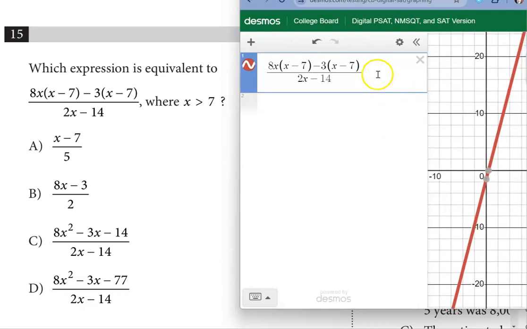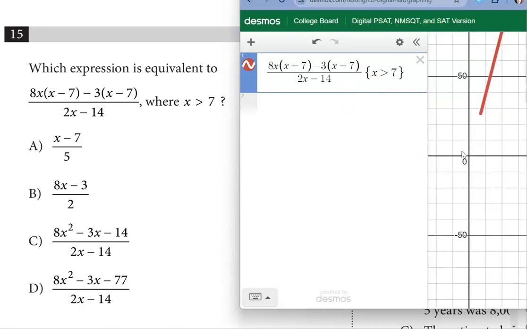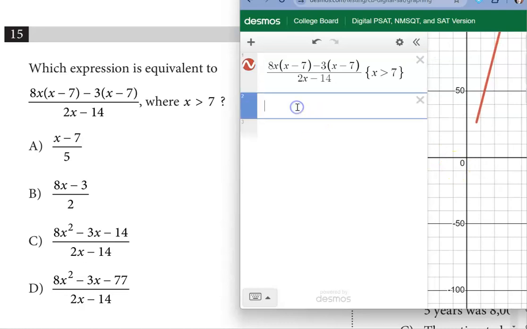Now, it does have a domain restriction here. It says x needs to be greater than 7, so type curly brackets, and then type in x is greater than 7. And what it will do is cut the graph off, and you'll just see a little piece of it. So let me zoom. Here it is. So now I'm trying to find an answer choice that gives me this exact same graph.